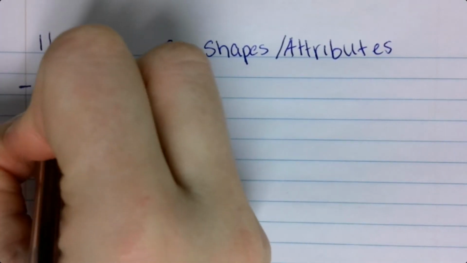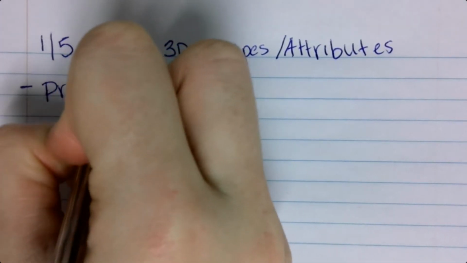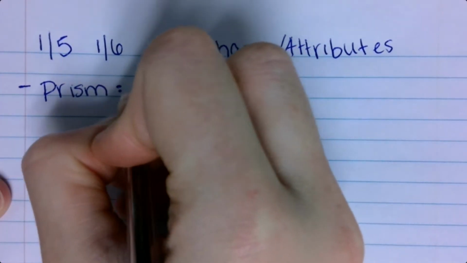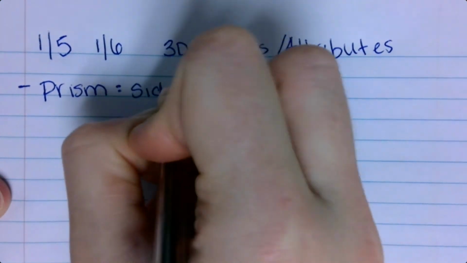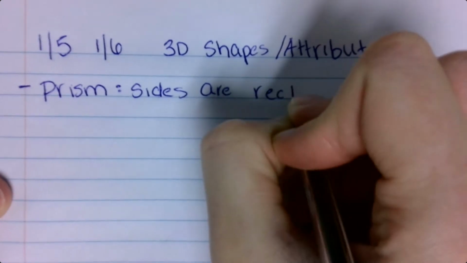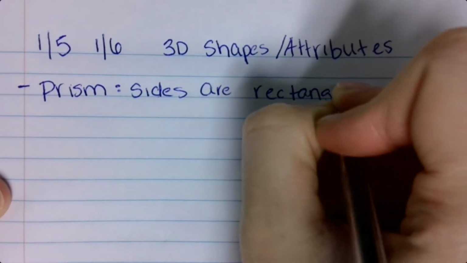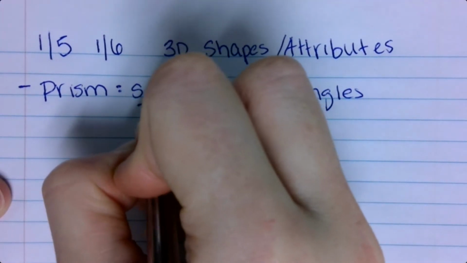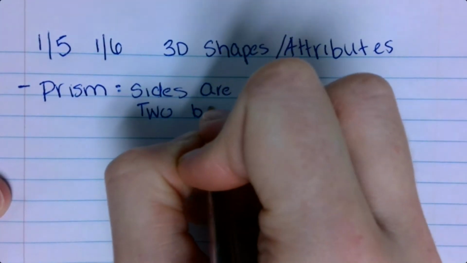The first type is a prism. Their sides are rectangles. They also have two bases.